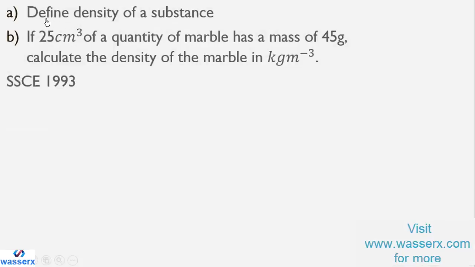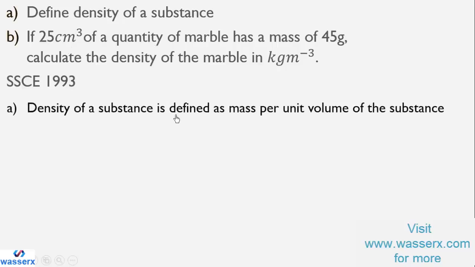Now let's take another one from SSCE 1993. Define density of a substance. The density of a substance is defined as mass per unit volume of the substance. Then if 25 centimeter cube of a quantity of marble has a mass of 45 grams, calculate the density of the marble in kilograms per meter cube. So they specify our unit for the density, which is kilograms per meter cube.